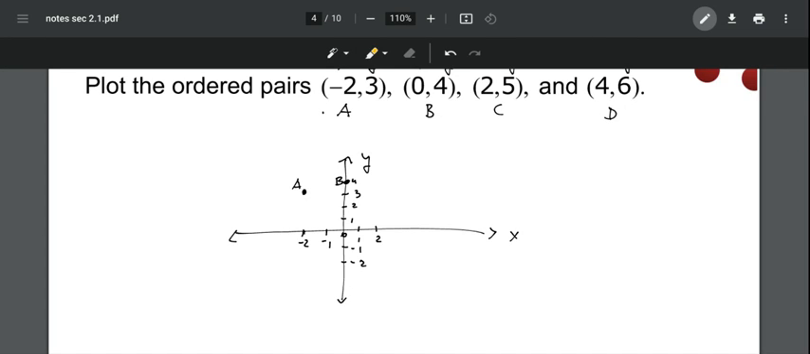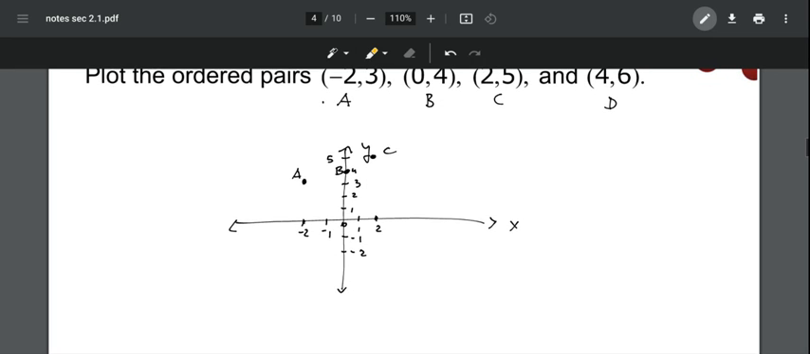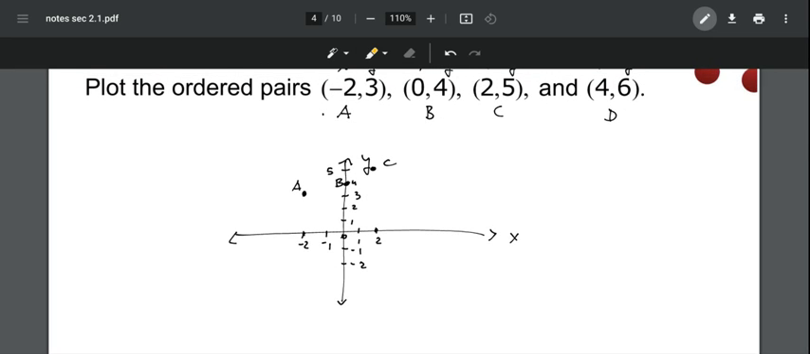C, we have point (2, 5). So find 2 on the x-axis, find 5 on the y-axis. So from 2, we're going 5 units up. That's where we're going to have point C. And the last point has coordinates (4, 6). X is 4, and y is 6. So from 4 on the x-axis, we're going 6 units up, and that's where we have point D.